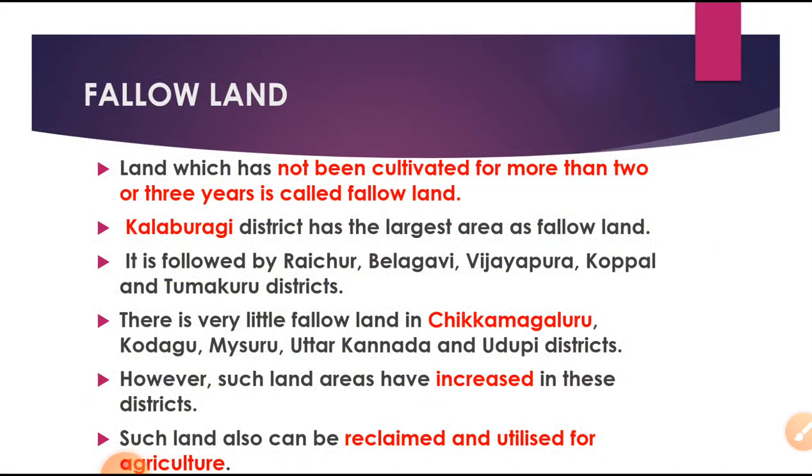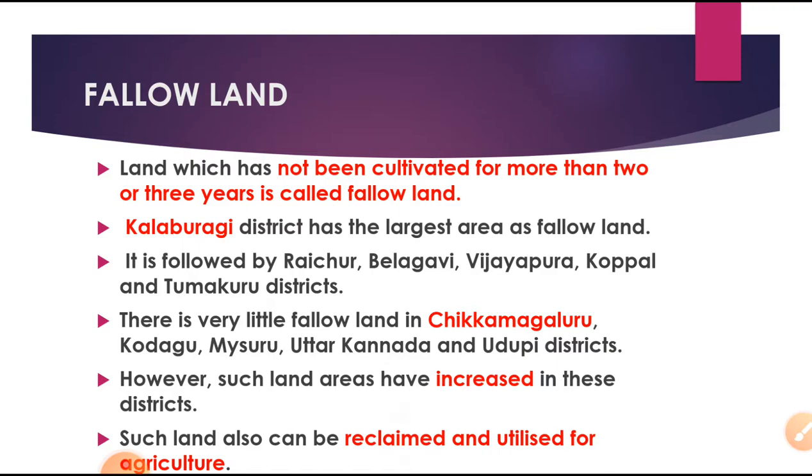Last type of land utilization is called fallow land. What is fallow land? Land which has not been cultivated for more than 2 or 3 years is called fallow land. Important, one more question. What do you mean by fallow land? Land which has not been cultivated for more than 2 or 3 years.